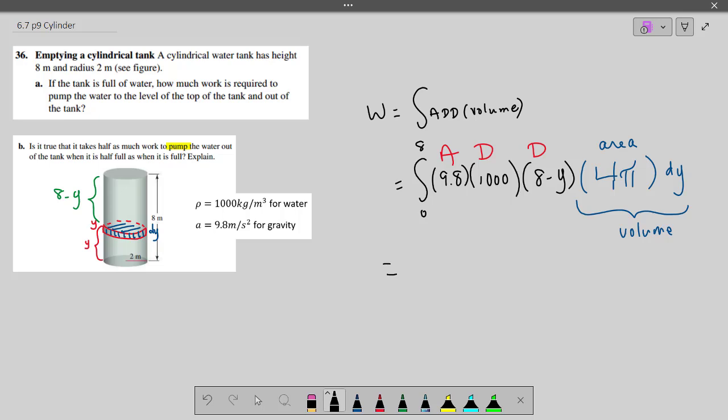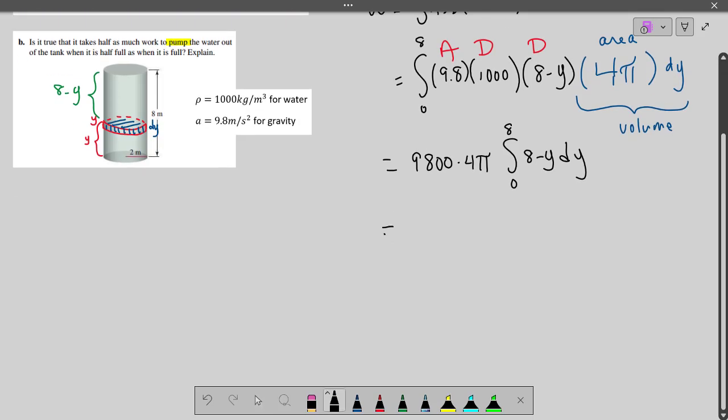We now pop all these constants to the front. The 9.8 times 1,000 is 9,800. 4 pi is a constant. That can come to the front. We have 0 to 8. 8 less y. We have that. That's the hard part. Now we just have to integrate. So we have to make sure we understand that. So if you can get this acronym down, these things actually are not that hard. If you can remember the acronym, ADD volume, and know what each of the pieces means, you will be good to go.